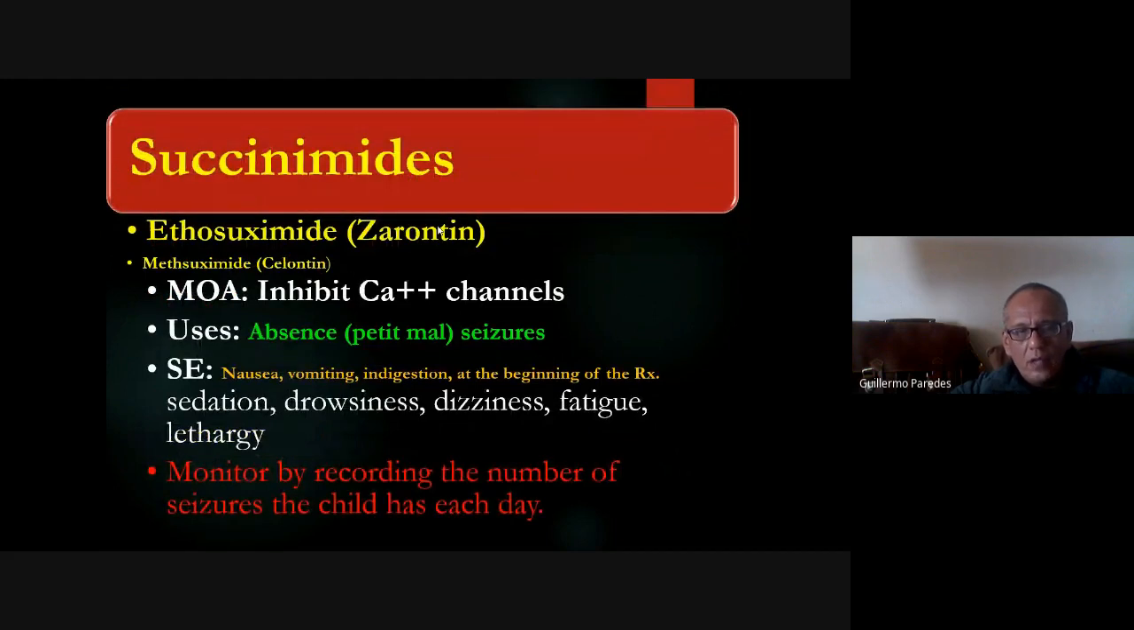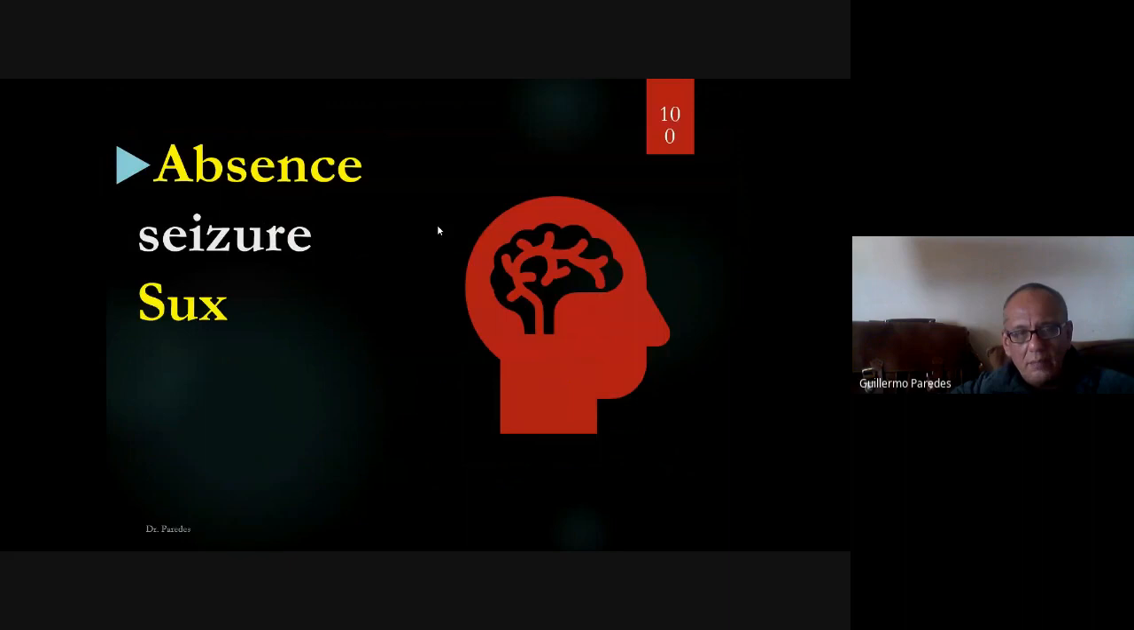Succinimide is for petit mal, absence seizure. Succinimide, absence.